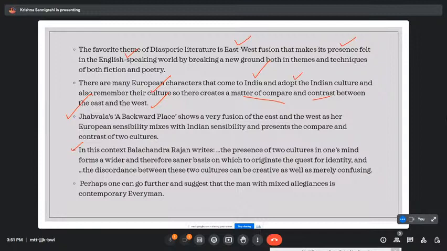In this context, Balachandra Rajan writes, "The presence of two cultures in one's mind forms a wider and therefore saner basis on which to originate the quest for identity." Two cultures, not one, in one's mind. "The discordance between the two cultures can be creative as well as merely confusing. Perhaps one can go further and suggest that the man with mixed allegiances is contemporary everyman."